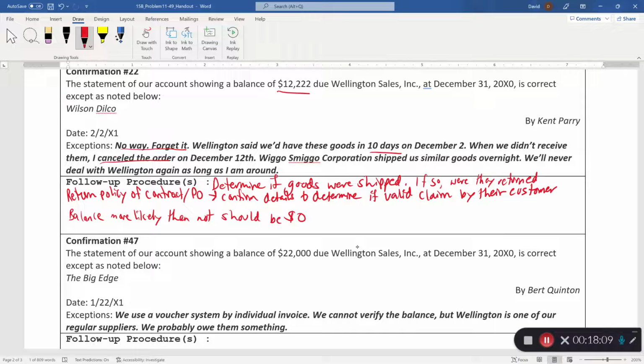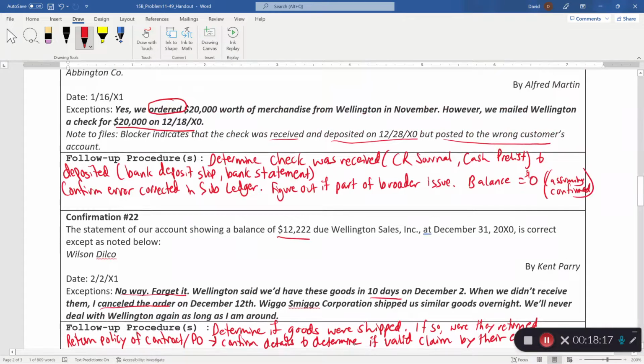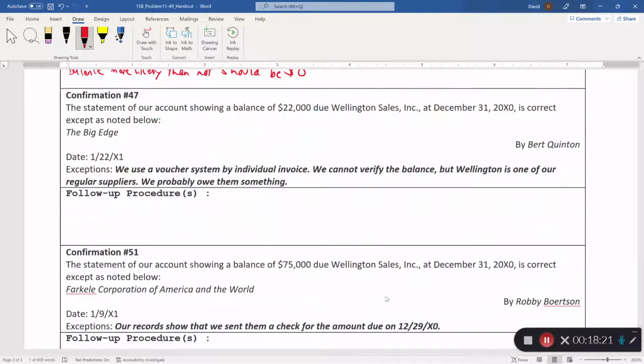And again, the balance of the subsidiary ledger account for this Wilson Delco company. Okay. Next confirmation, and usually we only do about 3 or 4 of these in class, so I'll probably get through about the 4th one, and then hopefully that will be enough for you to look at the solutions and get a sense of it.